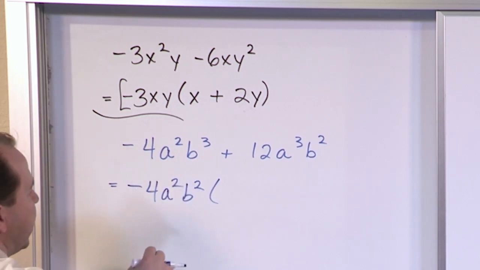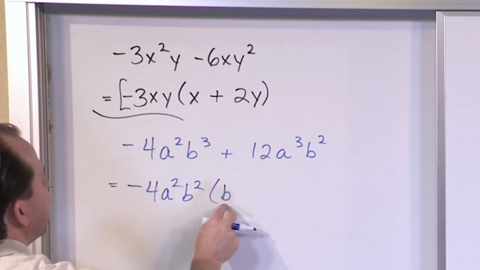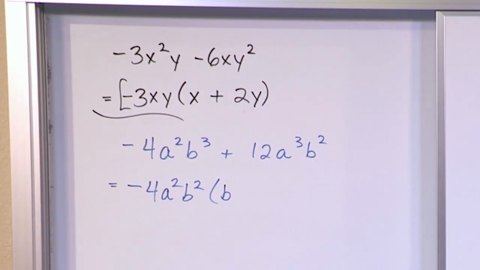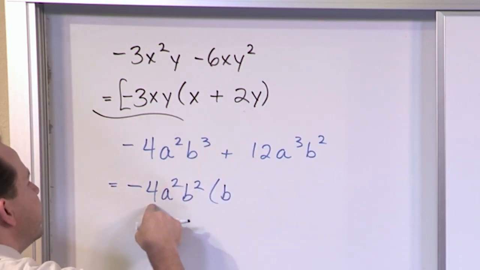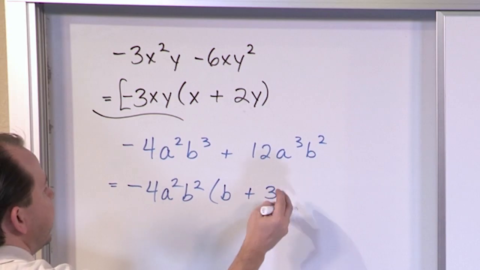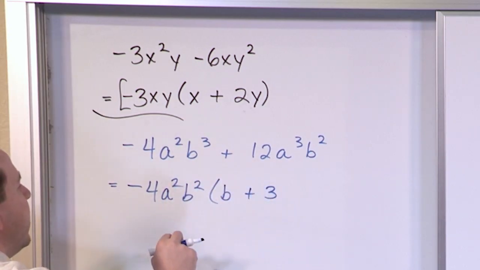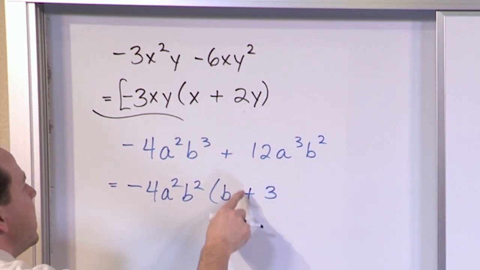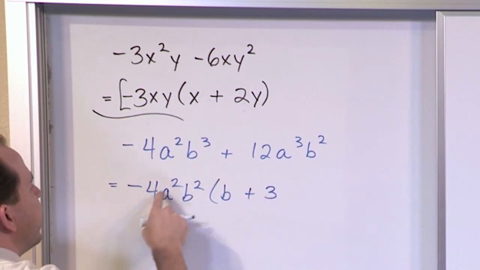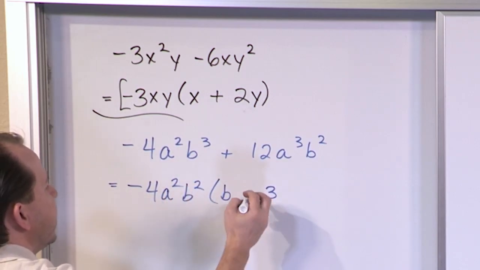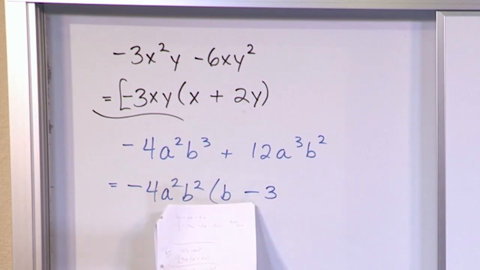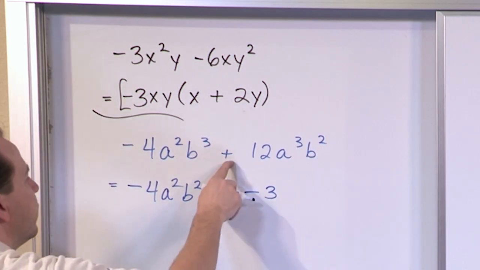Now on the inside, the number is taken care of already because I pulled out -4. The a squared is taken care of. All I need is a b in the inside to multiply to give me this. And then for this, I need to multiply by 3 to give me 12. But it can't be positive because if I do this, 3 times -4 is going to give me -12. So this needs to be negative. So you need to adjust your signs on the inside to give you the sign of what you start with.